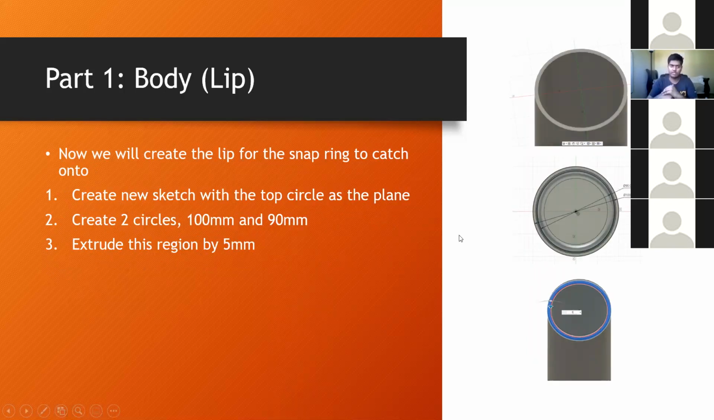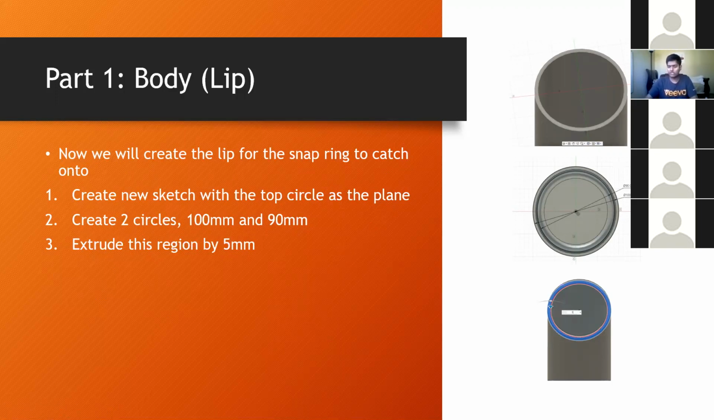now we should be at this section of the body called the lip. We're going to create a new sketch based on the top of the cylinder face, and we're going to create two circles, 100 millimeters and 90 millimeters. Since we specified a thickness of 5 millimeters, this inner circle is actually, sorry, 95 millimeters. So the smaller circle is going to be 5 millimeters inboard.